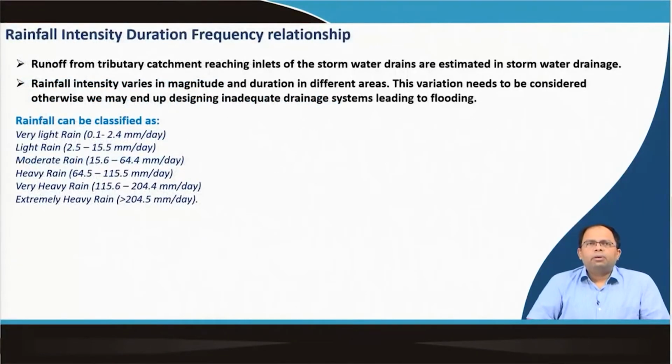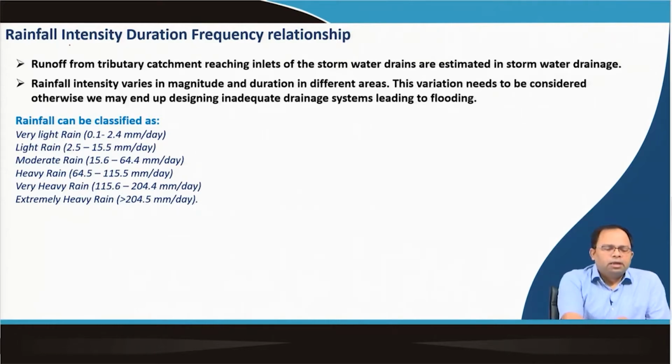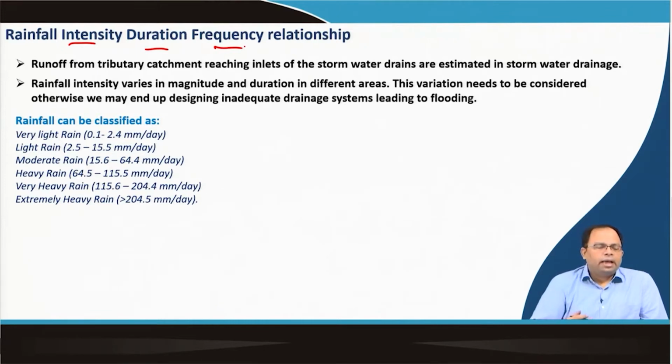So, next we will learn about the rainfall intensity, duration and frequency relationship. So, three terms: intensity, duration and frequency. These are related, and we have to understand the relationship between them.